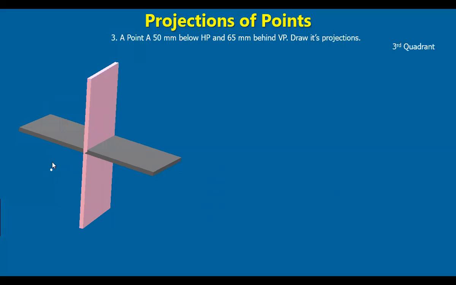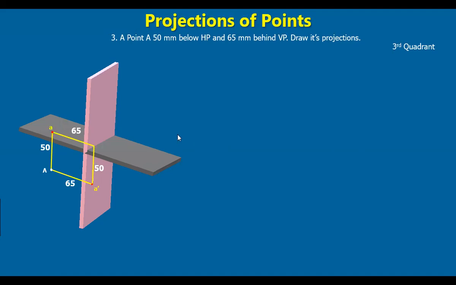That's why the point is here. So 65, this distance. Draw the projectors, 65, and here the front view is below the reference line. Okay. Now 50 mm distance here from VP, from HP, mark 50 here. This is the top view of the point A. So mark small letter a, draw projectors on the horizontal and vertical planes.